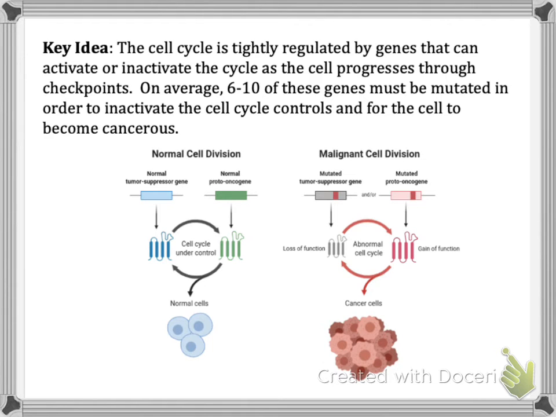So the cell cycle is tightly regulated by genes that activate or inactivate the cell as the cell progresses through the checkpoints. On average, 6 to 10 of these genes must be mutated in order to inactivate the cell cycle controls and for the cell to become cancerous. So like I just mentioned, there's this balance between tumor suppressor genes and proto-oncogenes, and that's going to result in normal cell growth. But in malignant cell division, we see that they've lost this balance. There's less function of tumor suppressors. There's a gain of function in the oncogenes, and that's going to cause the formation of tumors.